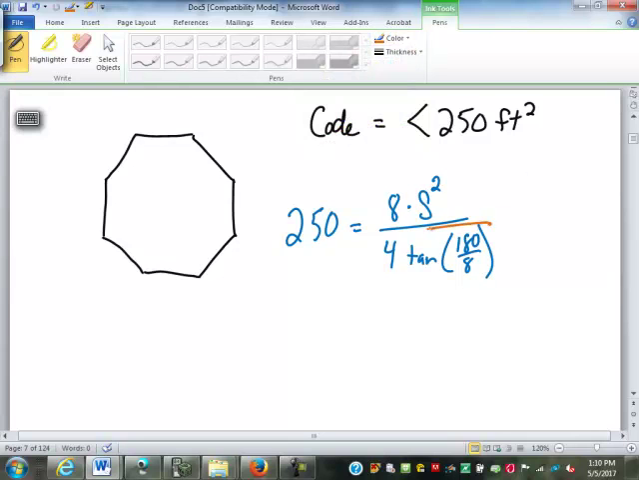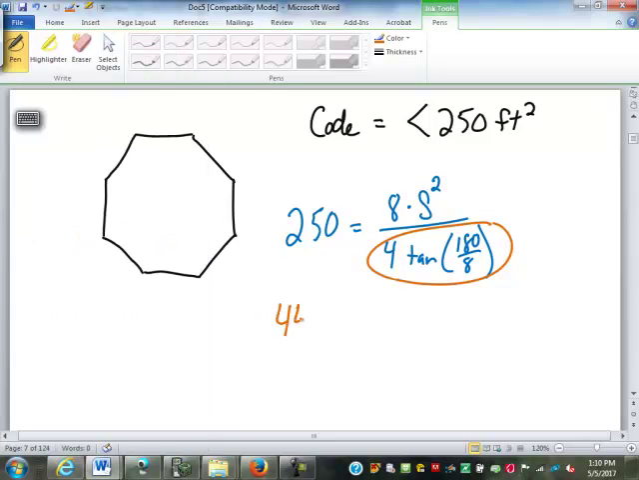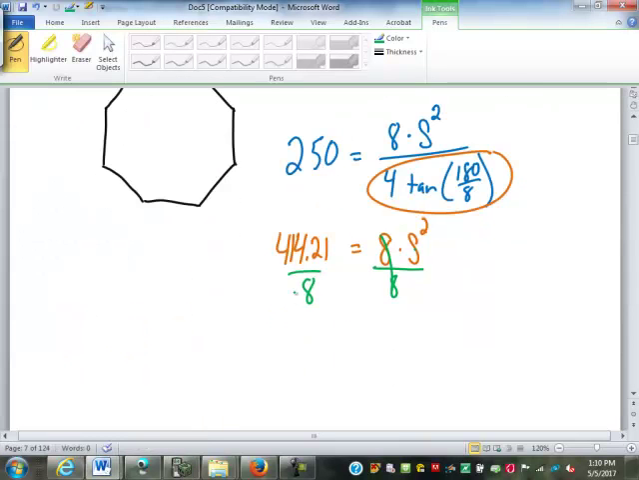So the first thing we're going to do is multiply by this thing here, right? So 250 times 4 times the tangent of 180 over 8. Close that up. So that's 414.21. What would be my next step now solving for S? Divide by 8. So 51.78.